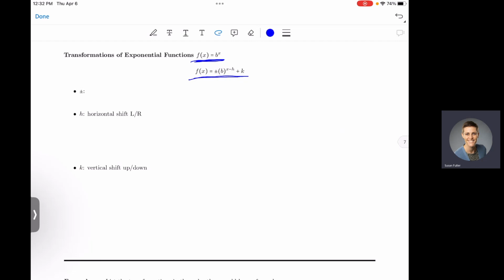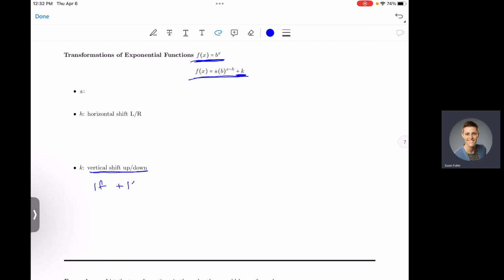Now the h and the k and this plus or minus, we already know what these guys are going to do. Let's start with this plus k out here. Anytime we add or subtract a number to the outside of our function, that's going to shift us vertically up and down. That's going to be consistent with what we've done so far.